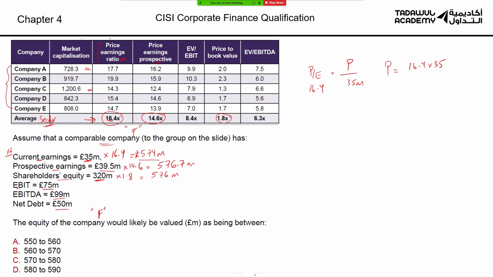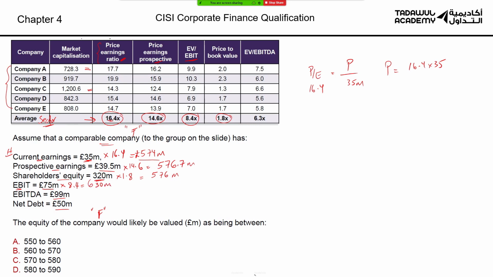We have the EBIT and we have the EV over EBIT. So we can arrive at the EV by multiplying the EBIT by the EV over EBIT, 8.4. So 75 times 8.4. That's going to give you 630 million.